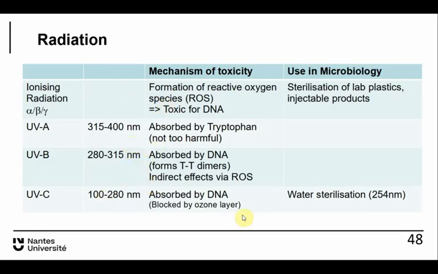So why is this useful for us? Ionizing radiation can be used to sterilize objects that can't be sterilized by heat, by autoclave. So anything made out of disposable lab plastics, injectable products, they can be irradiated, and that way we know they're sterile. UVC radiation can be used to sterilize water. I don't really know in what conditions, but it does exist.